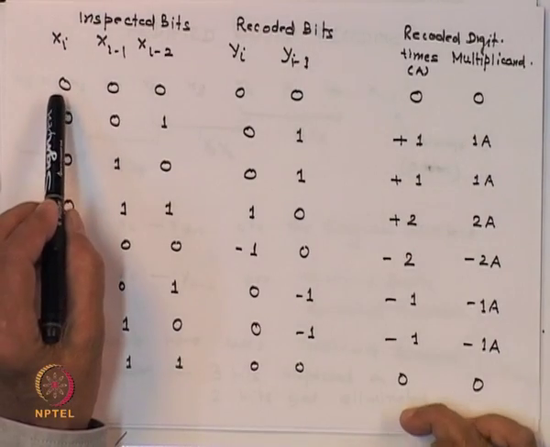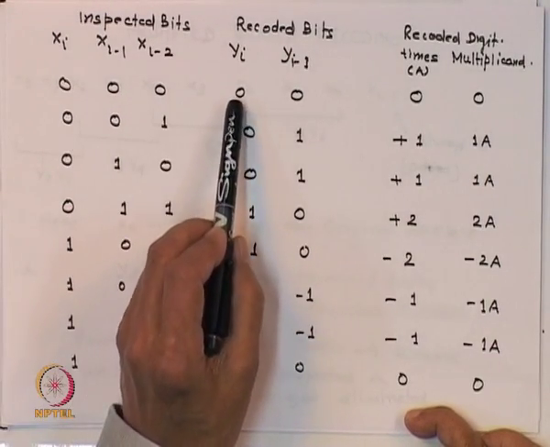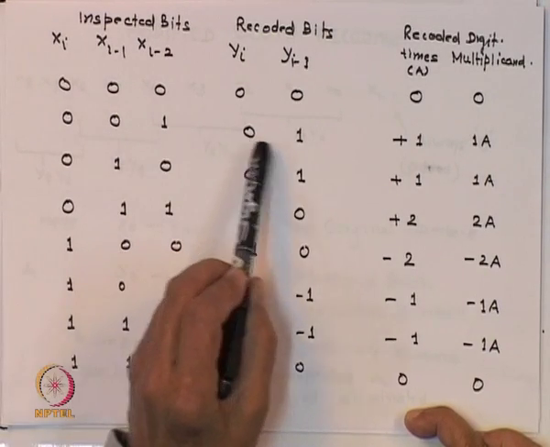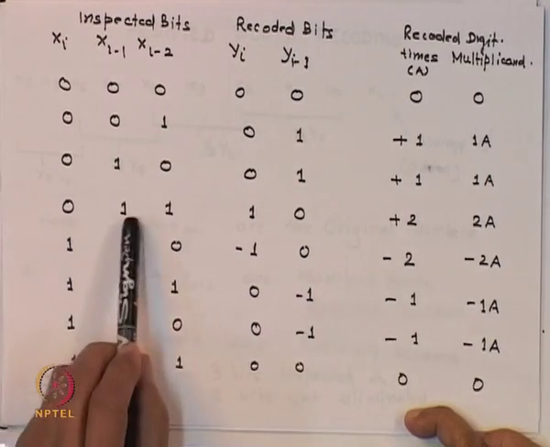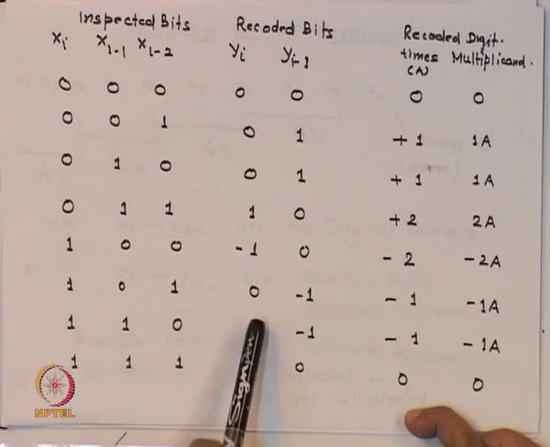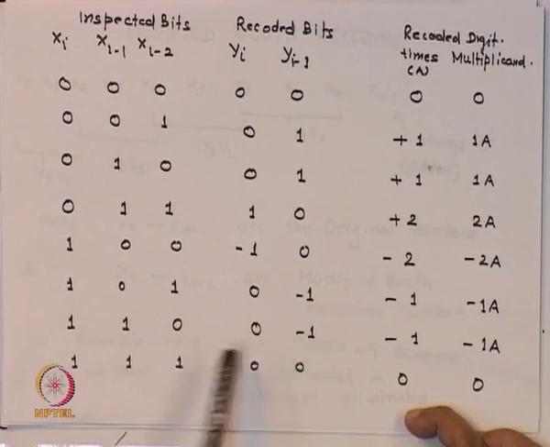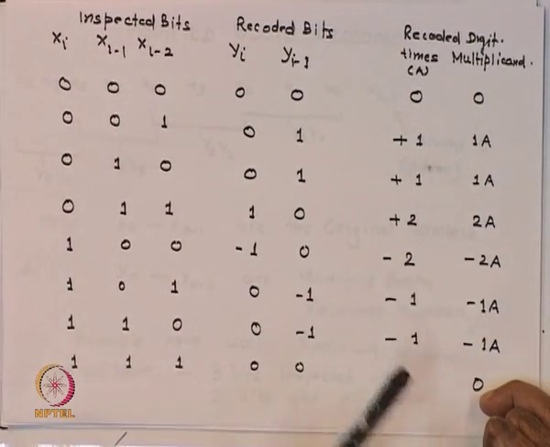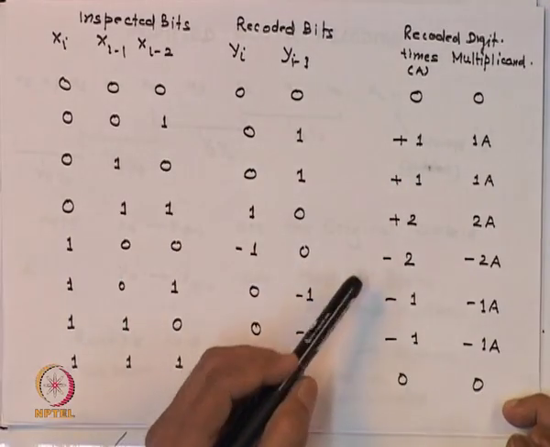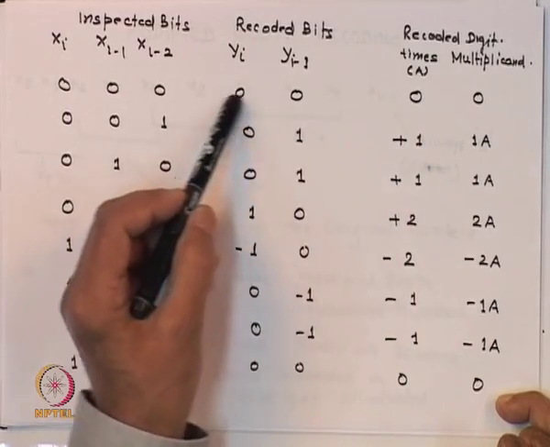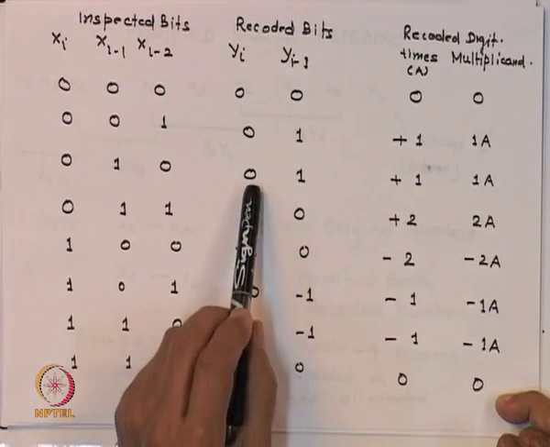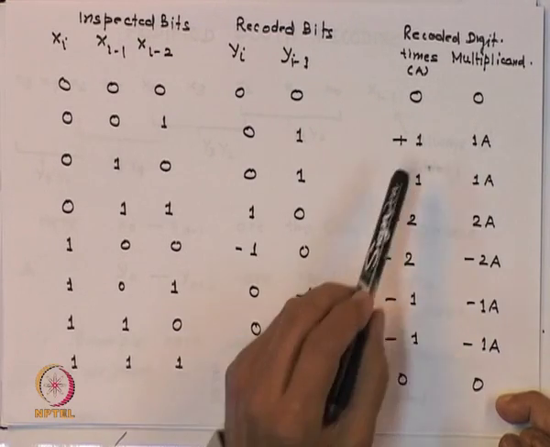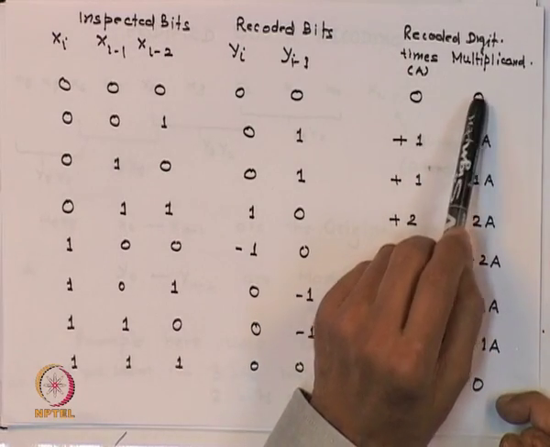Example here is I have x i as 0 0 0, then the recoded bits are 0 0. I will come back to the table again and you will see the same thing. This is 0 0 1, the y i minus 1 is 0 1, 0 1 0 is 0 1, 0 1 1 is 1 0, 1 0 0 is minus 1 0, 1 0 1 is 0 minus 1, 1 1 0 is 0 minus 1, 1 1 1 is 0 0. Now, the operation we have to perform, A is your multiplicand. So, how many times this recoded digit times the multiplicand has to be added. So, 0 0 does an operation of 0, 0 1 does 1, 1 0 does 2, minus 1 0 does minus 2, 0 minus 1 does minus 1. Essentially, it says the operation should be 0 addition, 0 into A addition.